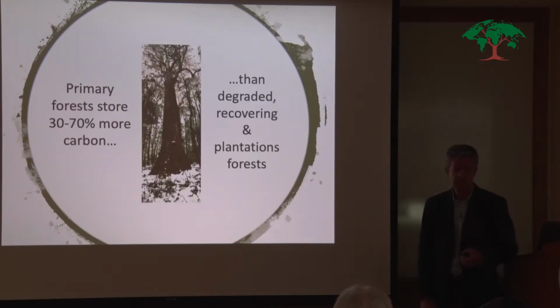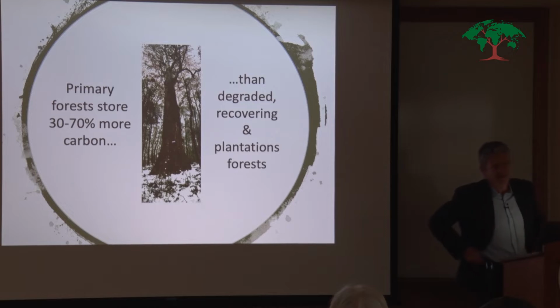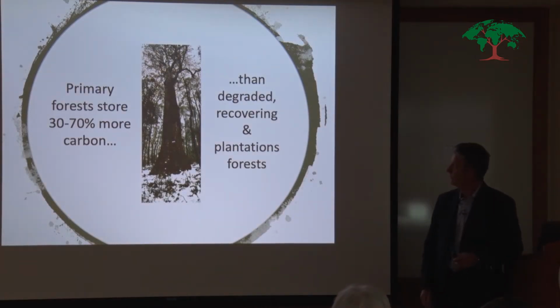values and benefits. Well, the first one, and this is the really interesting one, and the one that actually grabs a lot of attention, is that primary forests store a lot more carbon than degraded, recovering or plantation forests. And there's a very simple explanation for it, and that is, if you look out the window at a tree, imagine removing all the water, 50% of what you're looking at is carbon, right?